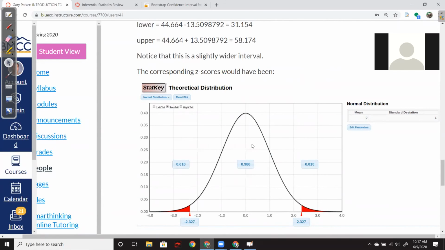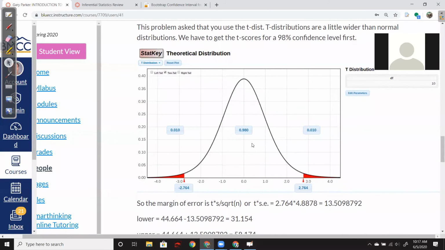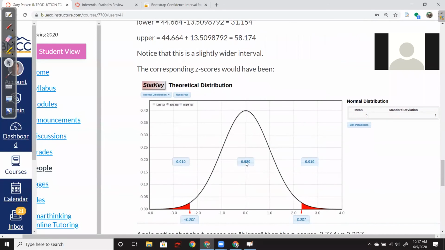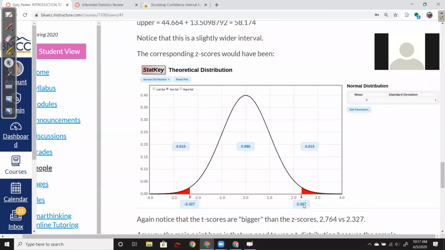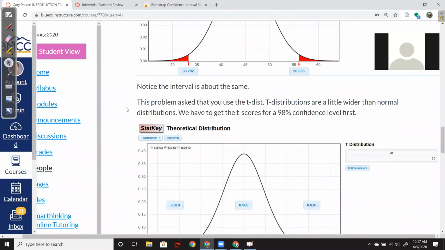And then just at the end here, I compare a t-score here. The t-score for 98% in the middle is 2.764. The z-score for a normal distribution for 98% in the middle is 2.327. Notice how much smaller the z-score is than the t. And for the same middle percent, the t-score is always going to be bigger than the normal. So how did I get that?